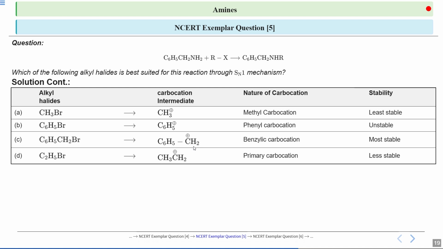And if you see the last one, which is ethyl bromide, this forms a primary carbocation. It is less stable than the benzylic carbocation, but it is more stable than the methyl and phenyl carbocations because here it has one alkyl group that helps to stabilize the charge. So you will see more stable is the benzylic carbocation.